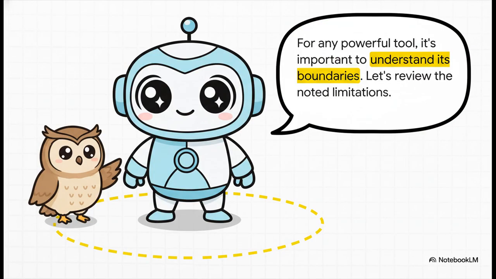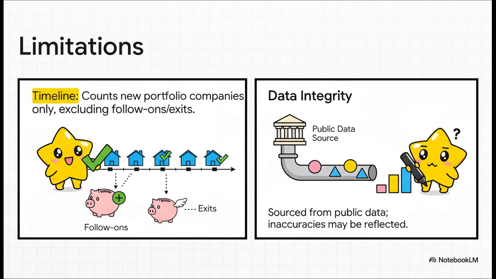Now, look, with any powerful tool, it's always super important to know its limits. So, in the spirit of transparency, let's quickly go over a couple of points to note and some of the limitations here. First, just a reminder on the timeline, it is specifically designed to count only new portfolio companies. So it's not going to show you follow-on rounds or exits because its goal is to measure portfolio growth. And second, this is all built on publicly available data. So, if there's an error in the original source, that might carry over here. It's just something to keep in mind.